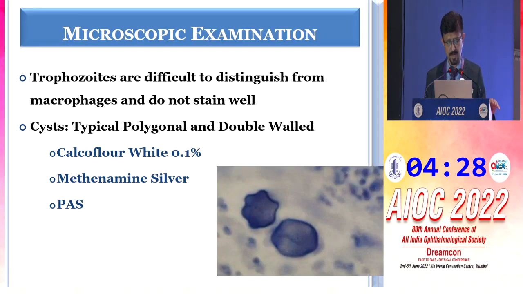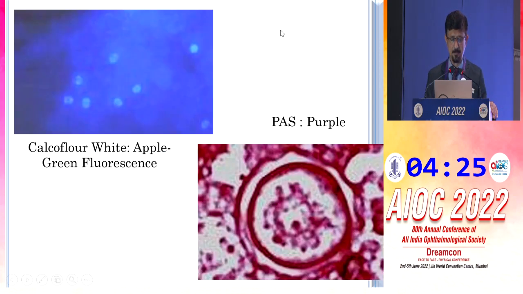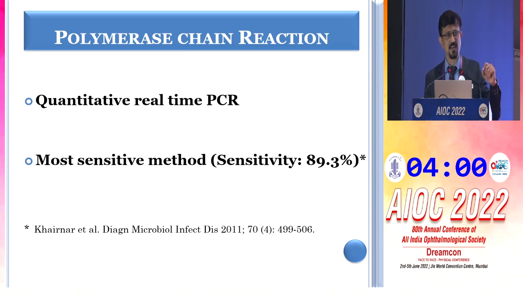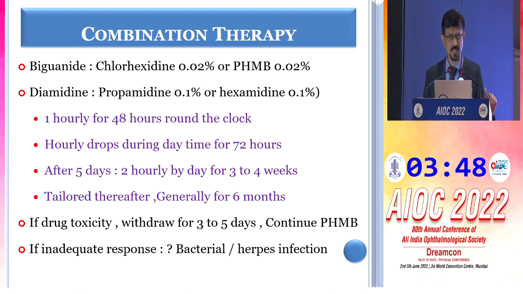And on staining with calcofluor white, you can get to see this apple green fluorescence of the double walled cysts. Trophozoites are difficult to stain. When you send the sample for culture, you send it in non-nutrient agar with live or killed gram-negative bacilli, and wherever the acanthamoeba feeds on these E. coli, there's presence of depressions or trails, and on serial transfer, you actually confirm that it is acanthamoeba and not macrophages, which can also cause pseudotrails. And PCR has been shown to be a very effective tool in diagnosing acanthamoeba, apart from other investigations.